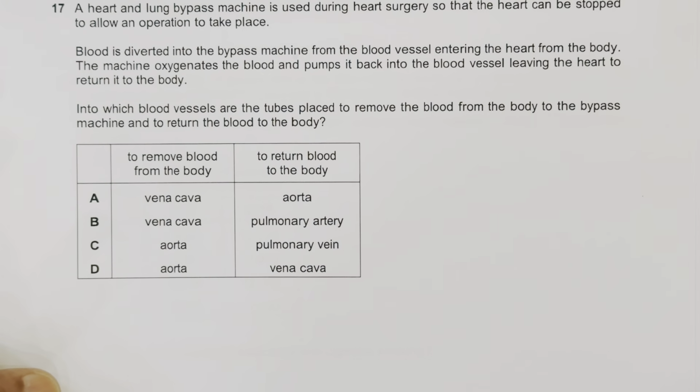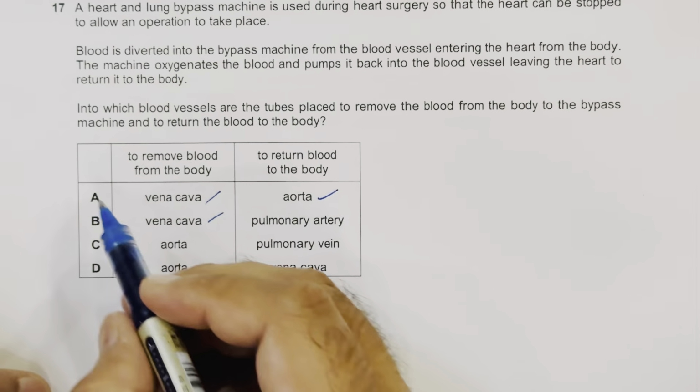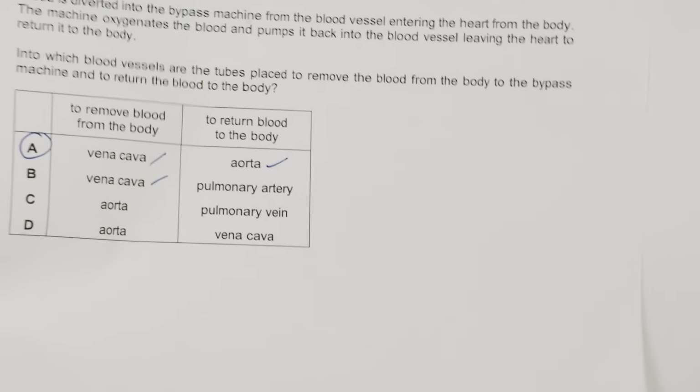Okay, so we're going to select from this concept. To remove blood from the body, the vena cava is the correct answer, and to return blood to the body, that is the aorta. So option number A is the correct option.